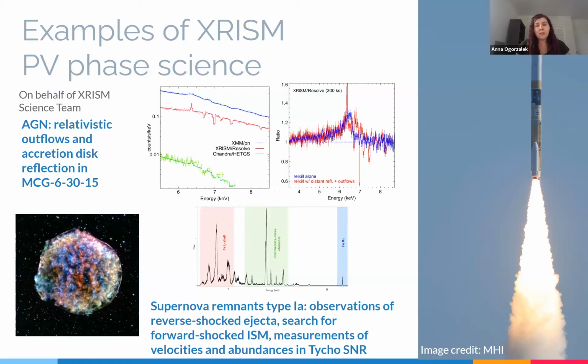It will also be absolutely excellent for studying reflection from the accretion disk, as shown here on the top for MCG-6. Another field that will be absolutely transformed by XRISM is supernova remnants, because providing spatially resolved spectroscopy will allow us to study shocked ejecta and the ISM, and measure velocities and abundances of these remnants of cosmic explosions.